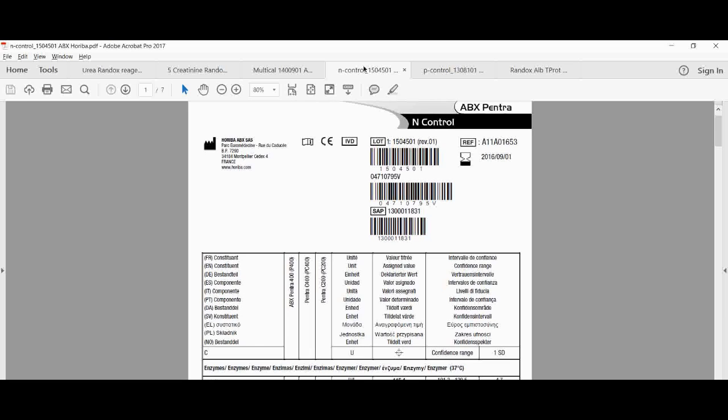And once again, there's the lot number of this control, and there's the expiry date. And reference number is just a number that the manufacturer uses to identify the item. And once again, each lot number, each batch of controls will have a different lot number. So lot number or batch number.